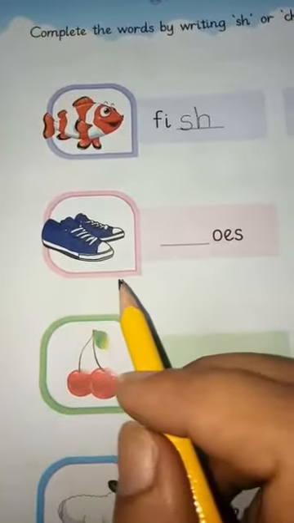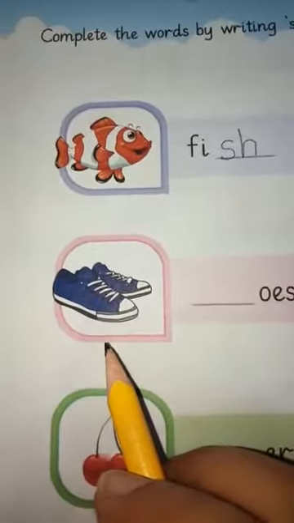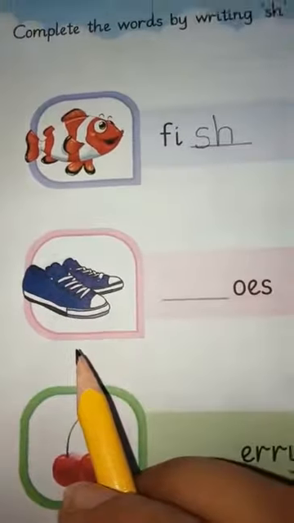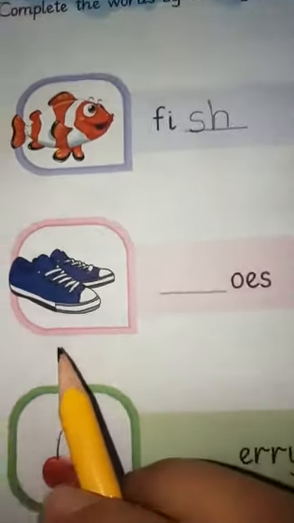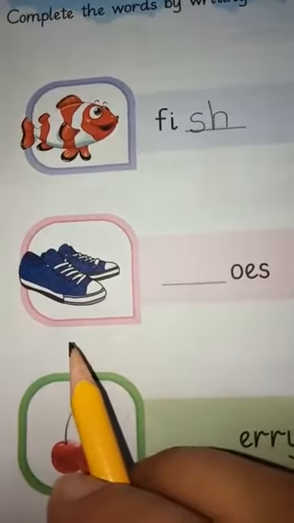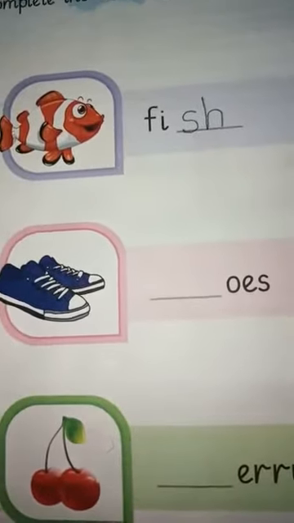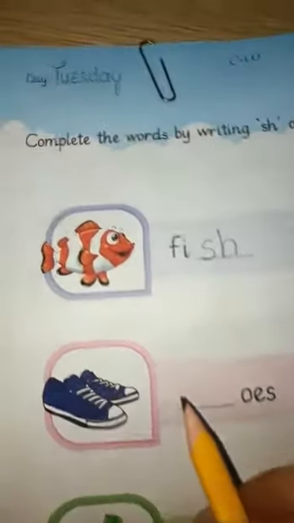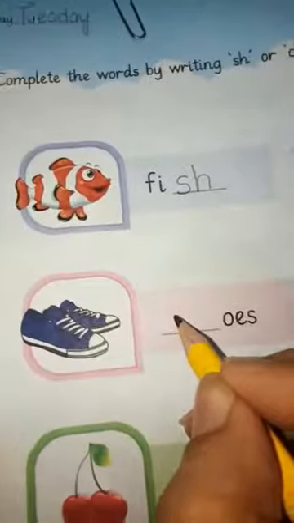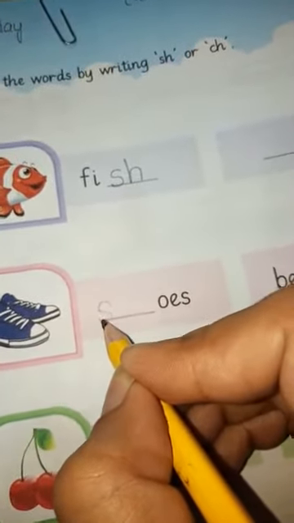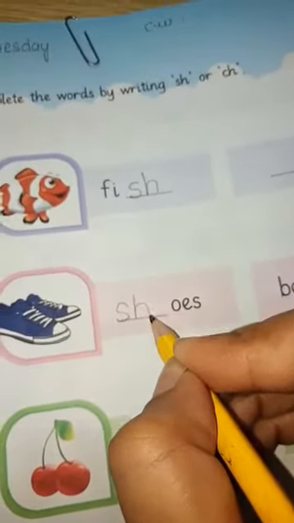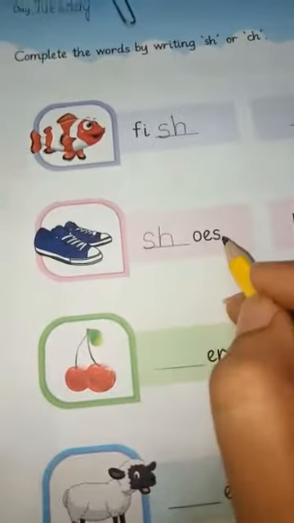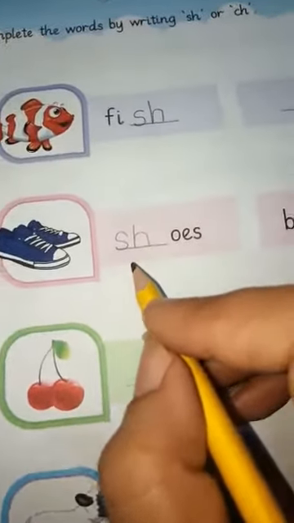Okay, now look at the next picture and what are these? Yes, these are shoes. Can you tell me what's the beginning sound you can hear in the word shoes? Yes, the beginning sound of shoes is sh. So write sh sound in the blank.